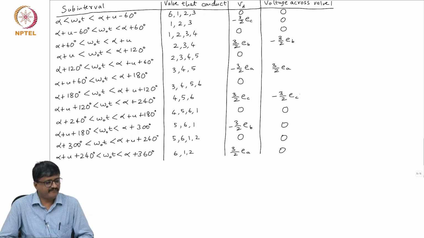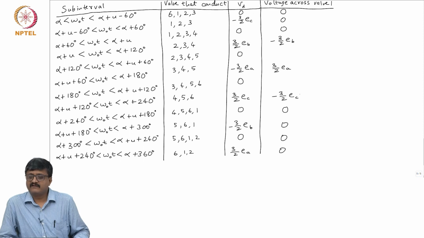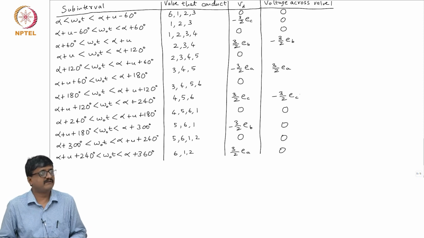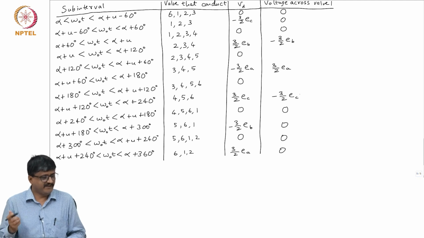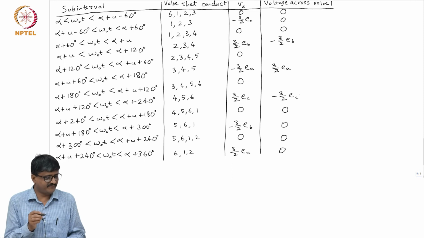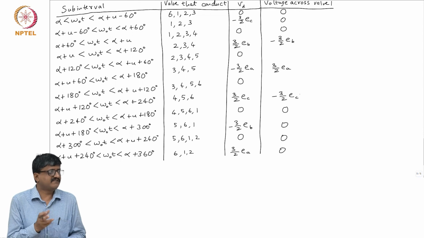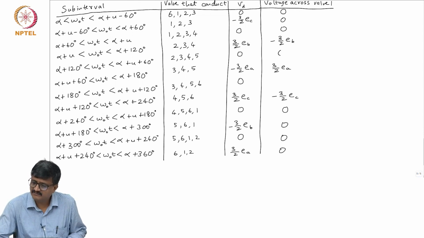See, valves 1, 4, 5 and 2 form a loop. So, when valves 4, 2 and 5 are conducting, what is the voltage across valve 1? It is 0. Kirchhoff's voltage law, nothing more than that. You look at the loop consisting of valves 1, 4, 2 and 5. When 3 of the 4 valves conduct, the voltage across the other valve should be 0. So, this is 0.